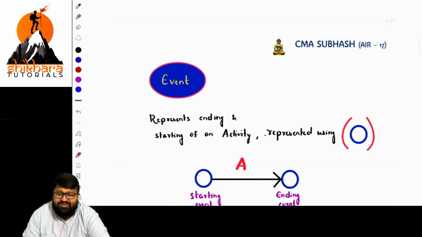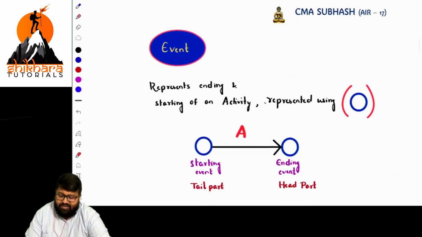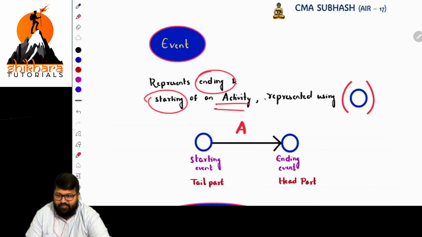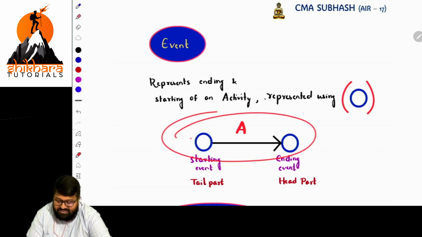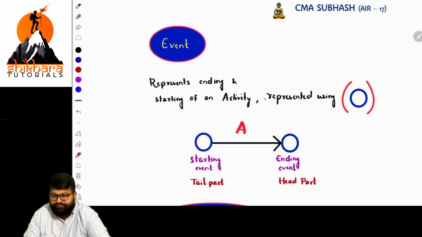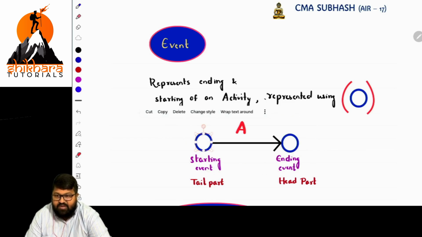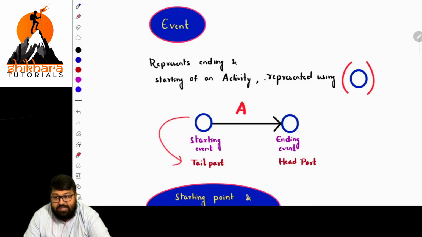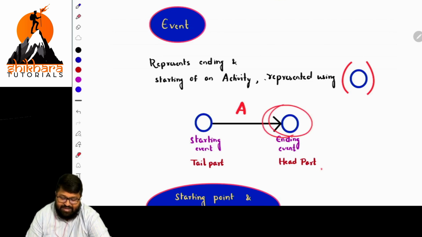Okay. And next, the most important thing is the event. So what is meant by event? An event represents the ending and starting of an activity. So if this is an activity, the starting part is an event and the ending part is also an event. It is also known as a node. Whatever this circle is, this part is the starting event for the activity, and the ending part is the ending event. The starting event is known as the tail part, and the ending event is known as the head part.